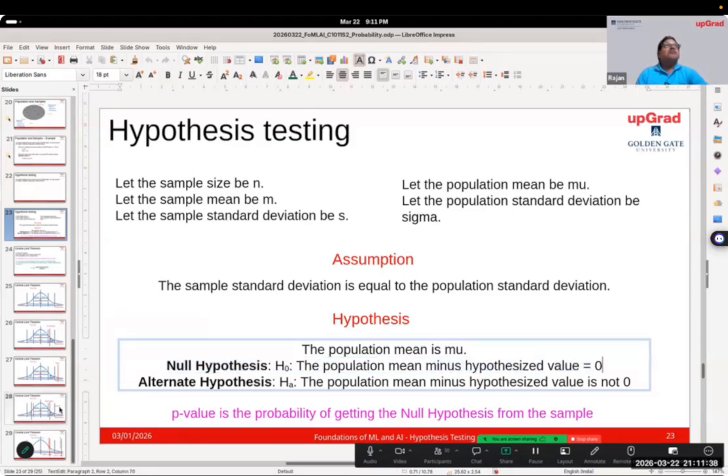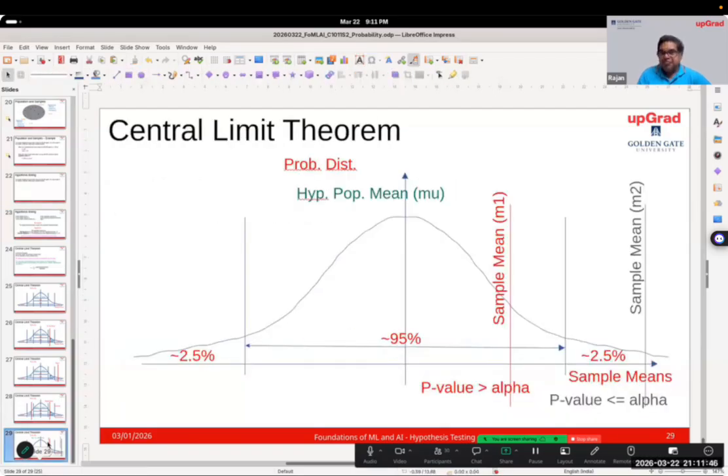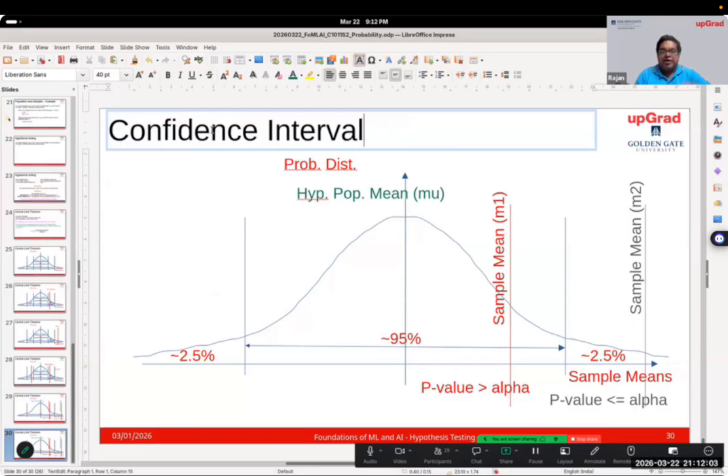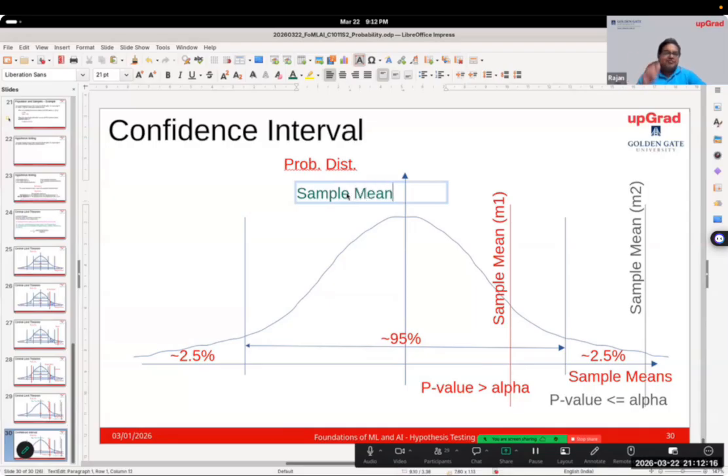Okay. Now I have about 5 minutes, so let me cover what is meant by confidence interval. Confidence interval is slightly different from this thing. Let me duplicate this slide. This is going to be sample mean. I'm going to draw my distribution of sample means centered not around the hypothesized population mean, but centered around the sample mean.